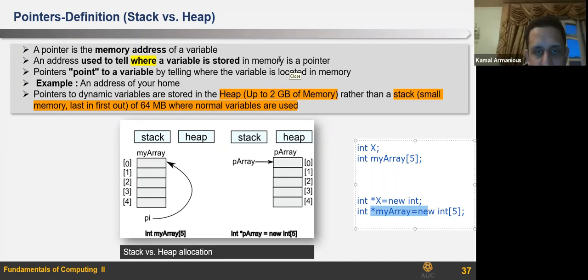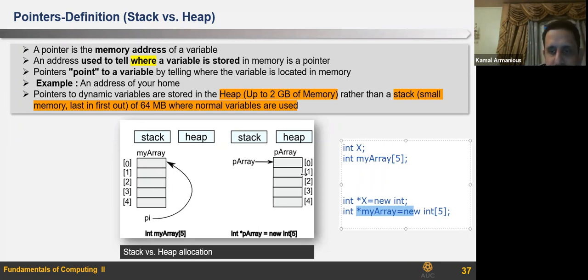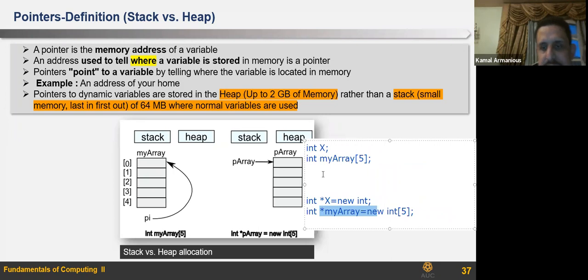Does someone want me to repeat this part once more? I know that you suffer in pointers, but it's okay. So int x and int my array. This is a normal declaration. This is normal.